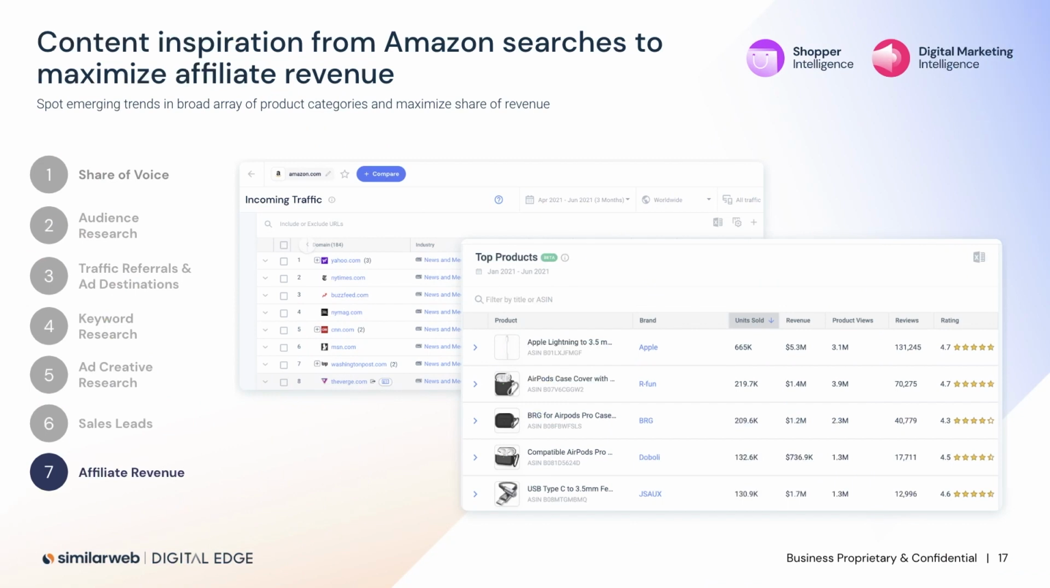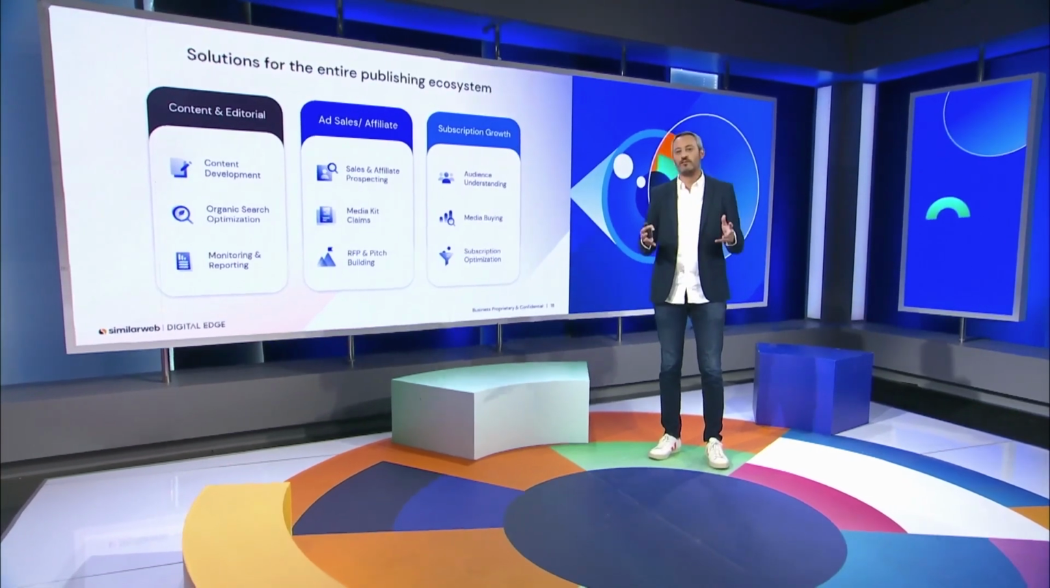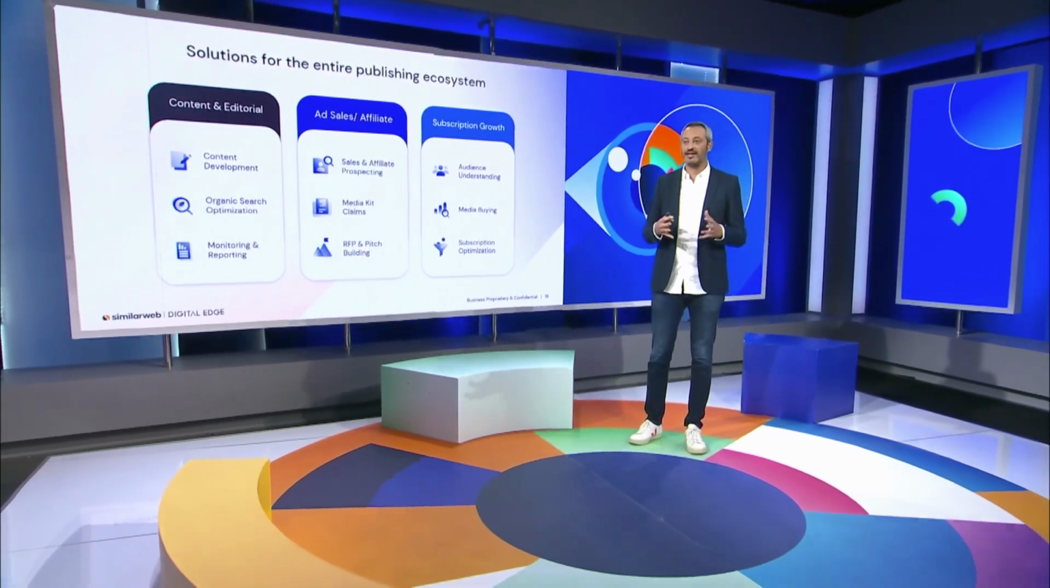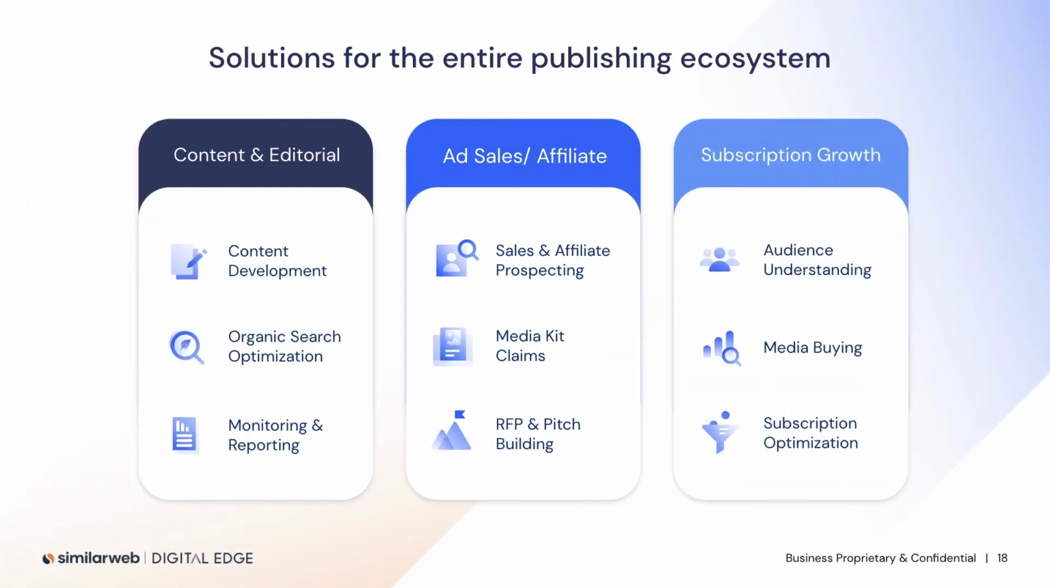And to support our customers in that use case, we launched Shopper Intelligence that dives into what people are buying in the largest marketplaces and arms the publishers with that knowledge in order to create the right content and monetize their traffic. And so to summarize, the Similarweb platform portfolio really empowers publishers to realize all their use cases, from content and editorial, ad sales, affiliation, and even subscription growth.